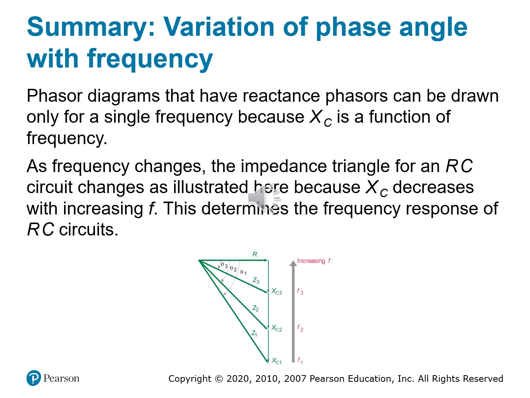And that causes the angle theta, which represents the phase angle between the total voltage and current, to decrease in magnitude. And you can see that there from the illustration. It gets closer and closer to 0. So as frequency increases, the current and voltage become more in phase.